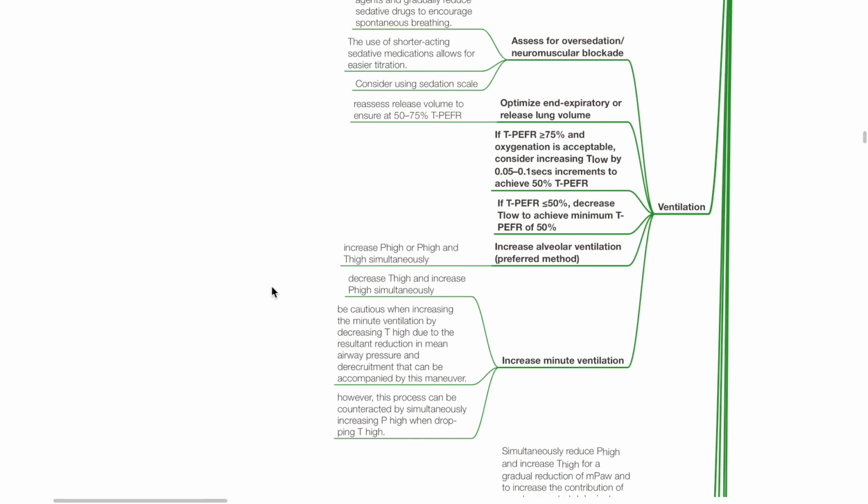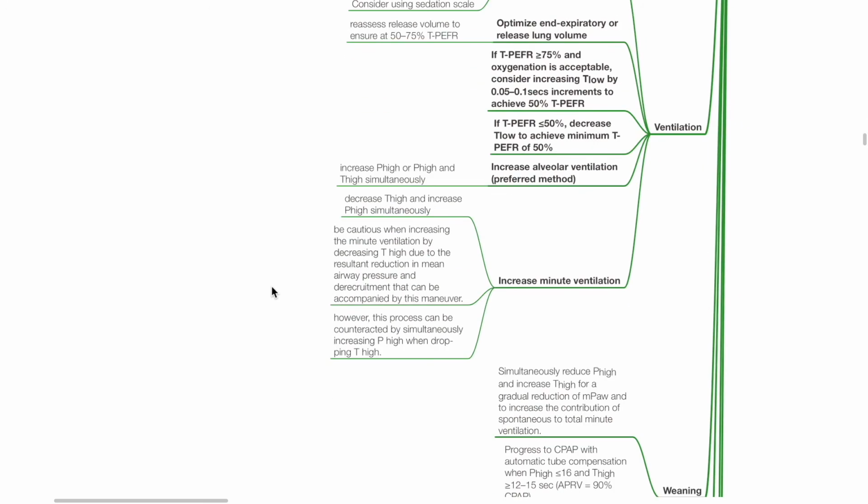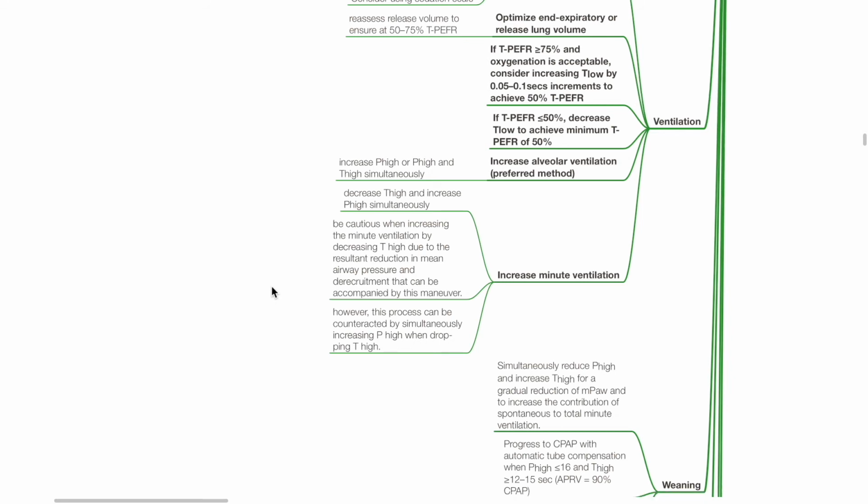Increase alveolar ventilation to improve ventilation by increasing P high, or P high and T high simultaneously. Increase ventilation by increased minute ventilation, decrease T high and increase P high simultaneously. However, be cautious when increasing the minute ventilation by decreasing T high, due to the resultant reduction in mean airway pressure and de-recruitment that can be accompanied by this maneuver. However, this process can be counteracted by simultaneously increasing P high and dropping T high.